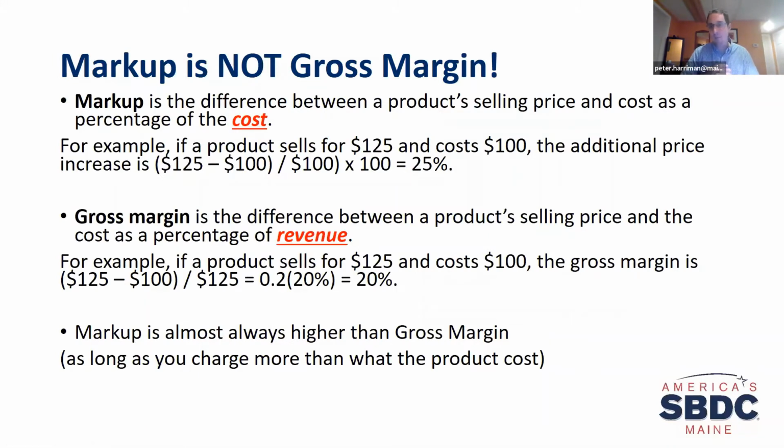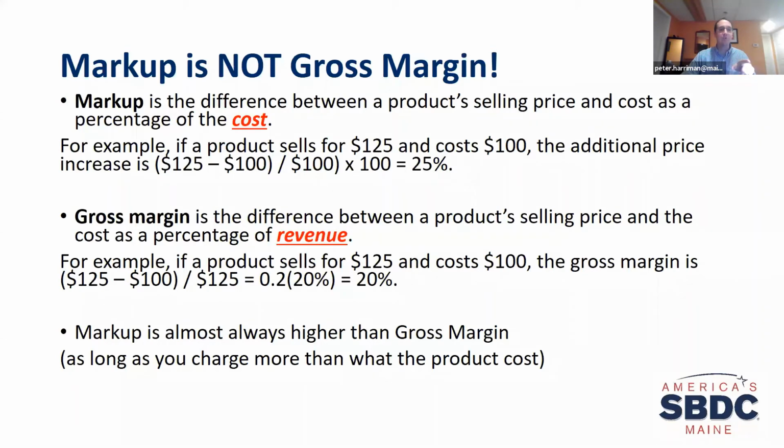Because you're going to often hear about markup when you're selling products, but markup is not gross margin, right? In number 3 and 4, when you had your profit and your taxes, that was your gross margin. This is not what we're talking about. We're talking about something different. The markup is the difference between a product selling price and cost as a percentage of the costs of the product, right? Versus your gross margin, which is the difference between a product selling price and the cost as a percentage of revenue. And I got some examples, because just reading that, you're probably not going to grasp it right away.